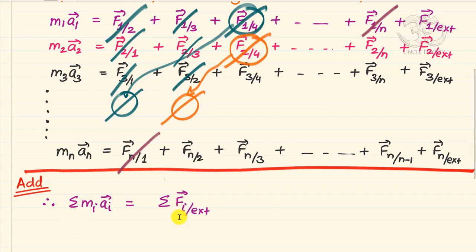That's it. So if I take the force acting on the first particle because of the external sources, on the second particle because of the external sources, and so on, this can be written as F net external on the system. So this is the net external force on the system.